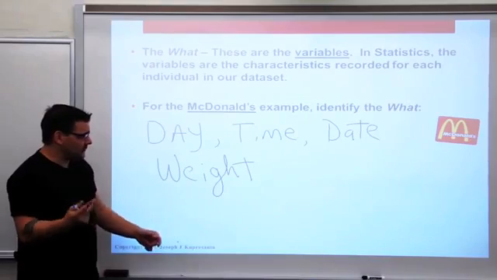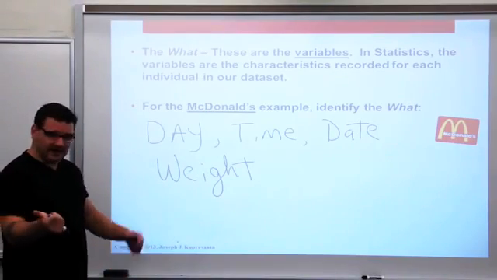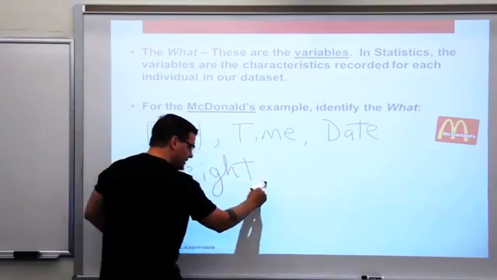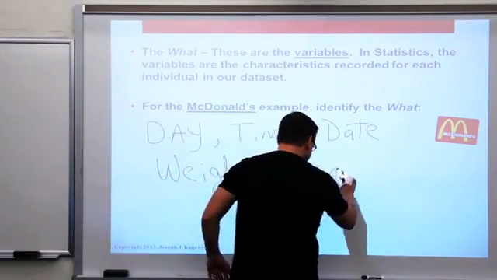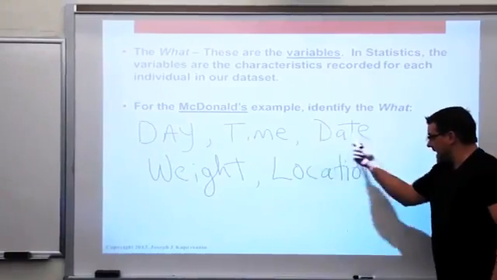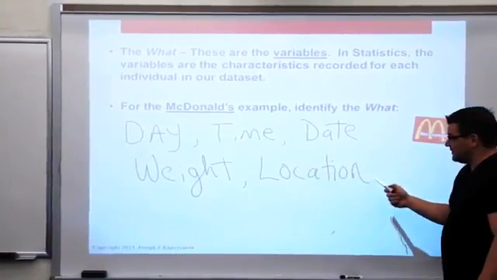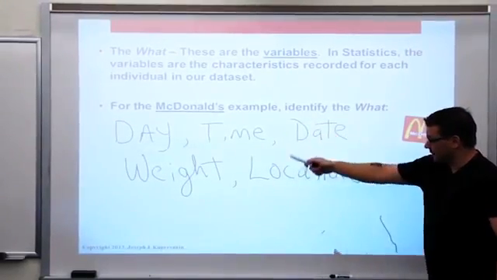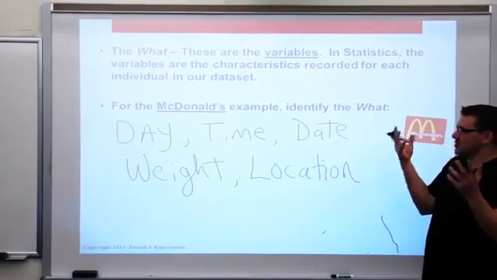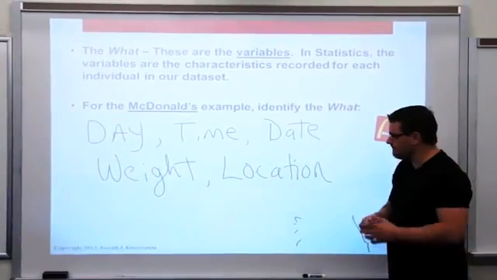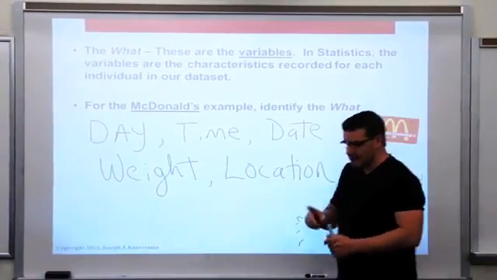And finally, we looked at 3 different locations. We looked at Rising Sun, Elkton, and Northeast. So they wrote down location as well. Day, time, dates, weight, location. These are the things that change from order to order. These are the variables. And in terms of this journalistic approach to thinking about our data, these would be the what's.